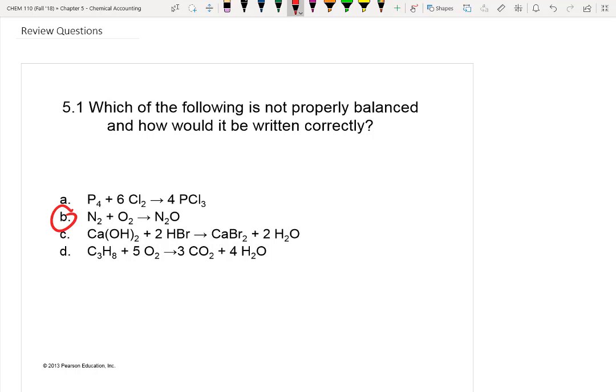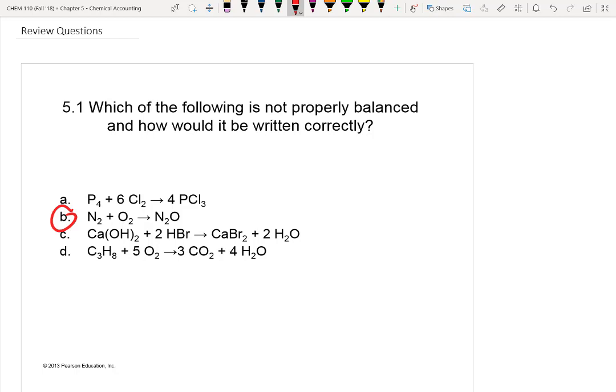So C, we've got 1 calcium on each side. How many oxygens do we have on each side? 2, right? So the 2 outside of the parentheses indicates we have 2 hydroxide units, each of which have 1 oxygen. So that's 2 total on the left. And then we've got 2 waters, each with 1 oxygen on the right, so 2 oxygens on each side. Hydrogens, similar idea. We've got 2 from the hydroxides, 2 from the HBr, so that's 4 total, and then 4 total from the water. And then 2 bromines from HBr and 2 bromines from calcium bromide.